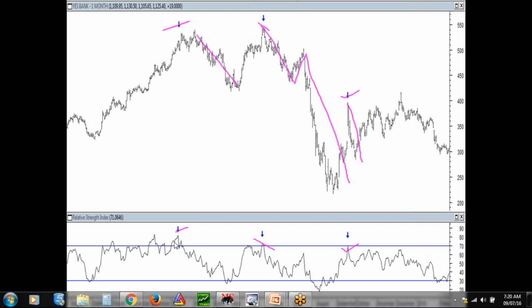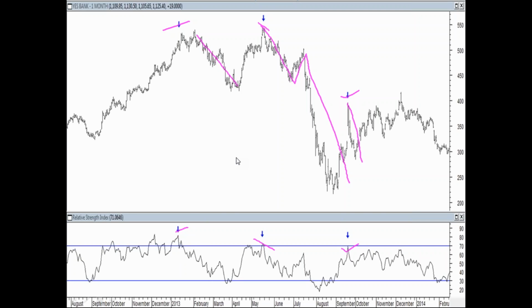So these are the overbought zones, and these overbought zones are set by the indicators' default values, and when the indicator reaches these overbought zones, we should be alert that the market is going to correct.